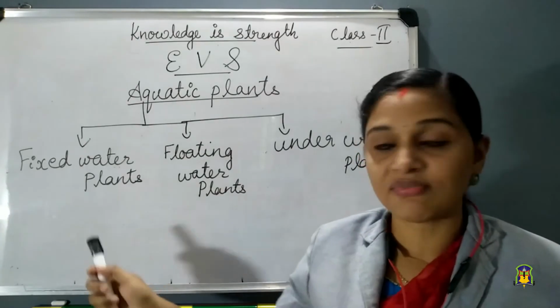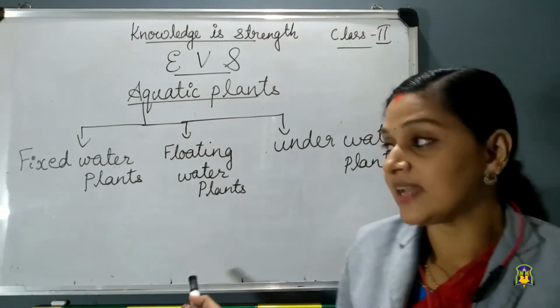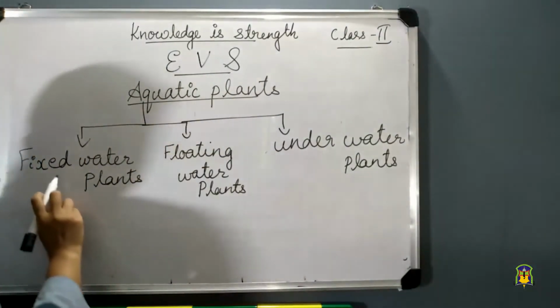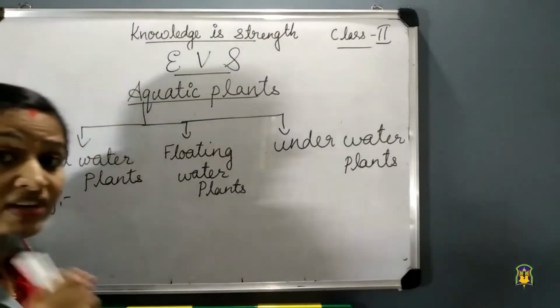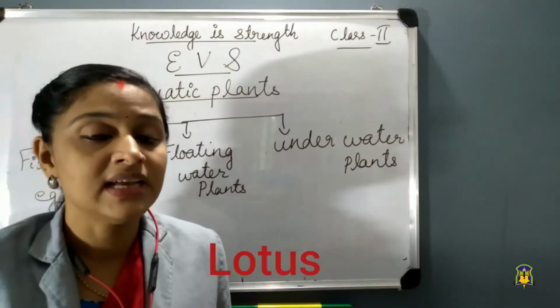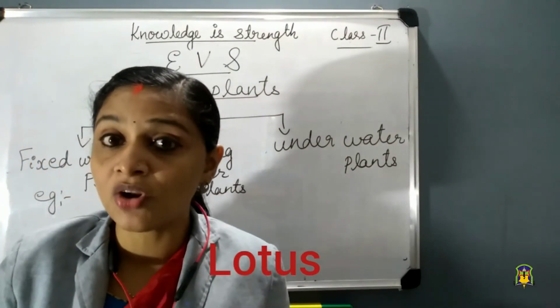So these are the different types of aquatic plants. First one is fixed water plant. Which one is the example for fixed water plant? Yes, lotus. What is the spelling of lotus?